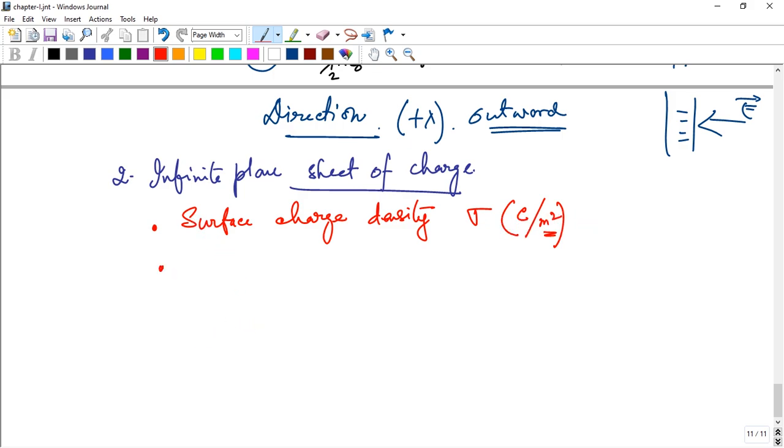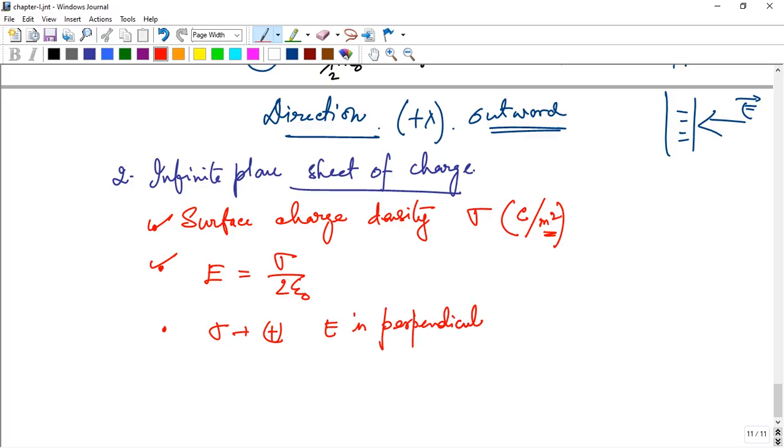Another point is the electric field, which we get as sigma over twice epsilon naught. The third point is the direction, and the direction is perpendicular to the plane, away from it, if sigma is positive. The electric field is perpendicular to the plane or surface, away from it.